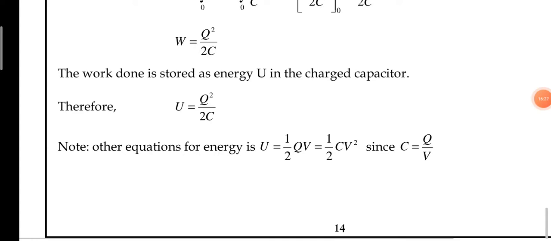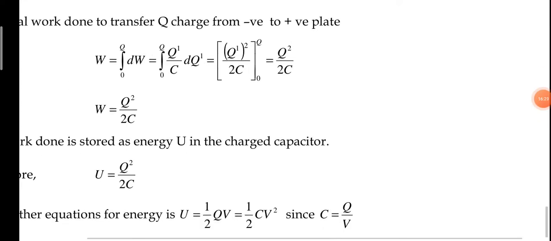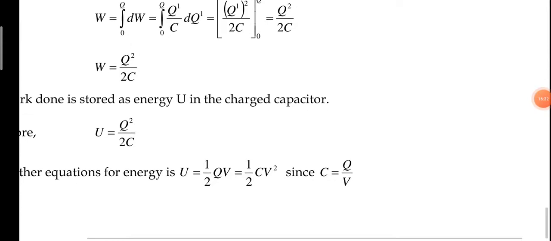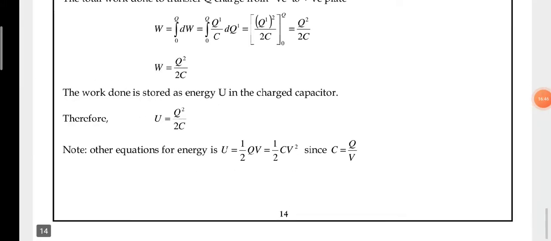In other forms, if you substitute Q equals CV, you get other relations for energy. Energy has three relations: Q square by 2C, half QV, and half CV square. Very, very important.